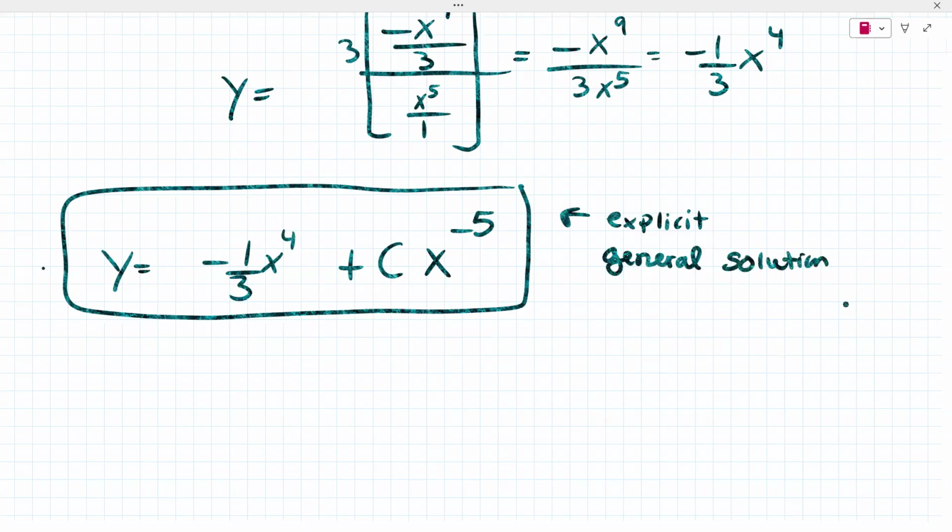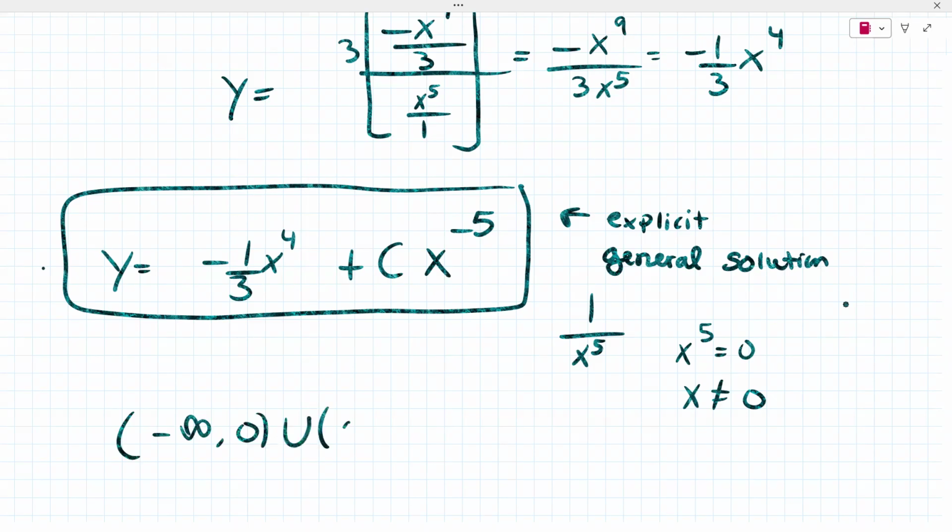What kind of graph is this? Because we need to find where it's continuous. If you simplify x^(-5), that's 1 over x^5. Now you have what's called a rational function. How do you find the domain of a rational function? You set the denominator to 0 and solve for x. So x can never equal 0, because that's your vertical asymptote. So it's continuous from negative infinity to 0, union 0 to infinity.